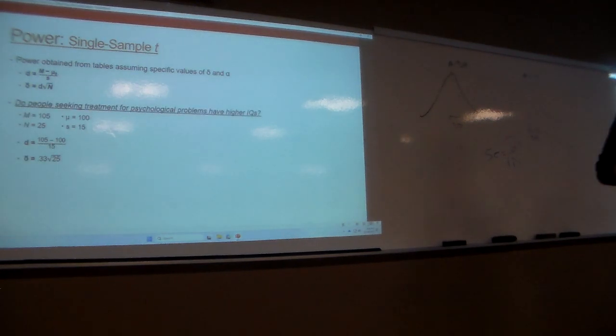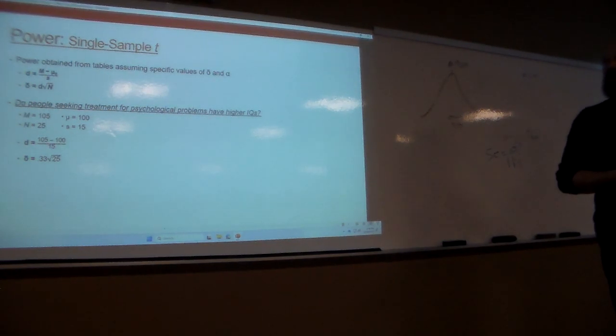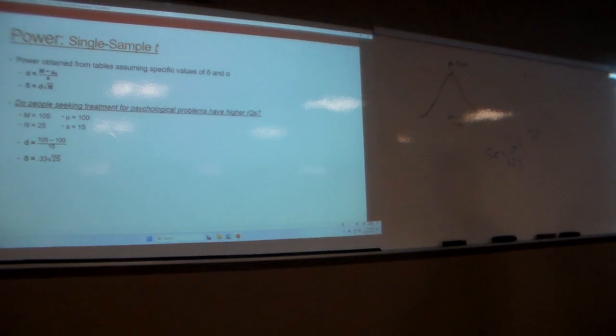So let's say we have a simple example. The question is, do people seeking treatment for psychological difficulties have higher IQs? So this goes into that stereotype like, oh, this person's too smart, they get in their own head. So people who are more intelligent are more likely to have mental health problems.